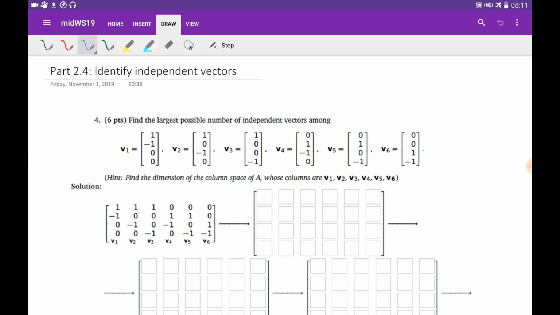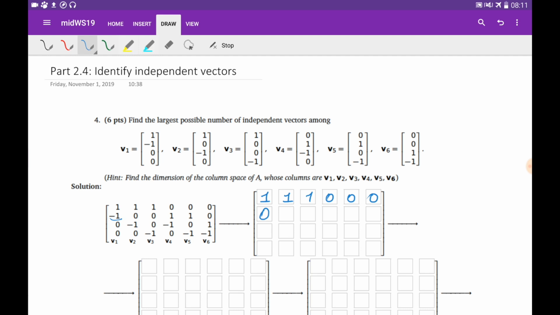In the following problem, we need to identify the independent vectors. Basically, we can just put them into a matrix and find the pivot columns. They are going to give me the independent columns. So if I put everything into the matrix, I need to eliminate all the entries below this. Basically, I multiply the first row by 1 and add this to the second. We're going to obtain 1, 1, 1, 0, 0, 0, 0.